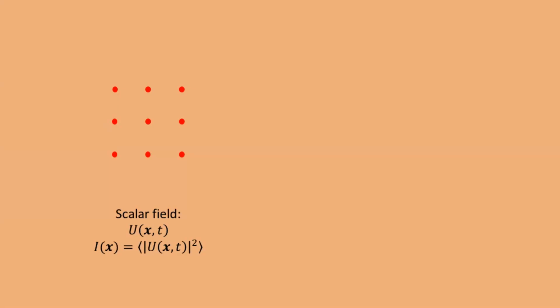Until now, we have assumed that fields are scalar, which means that at each point the field has an amplitude that changes in time and the intensity is given by the squared amplitude. However, this is not entirely accurate.